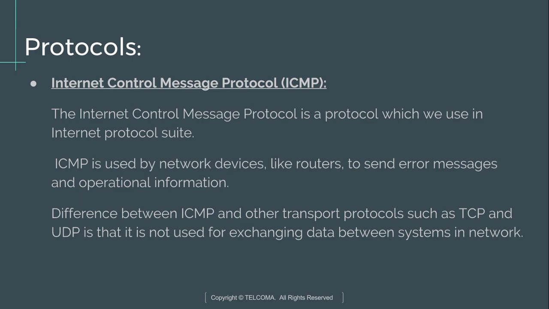Next protocol is ICMP, Internet Control Message Protocol, which is used in the Internet Protocol suite. ICMP is used by network devices like routers to send error messages and operational information. But the difference between ICMP and other transmission protocols such as TCP and UDP is that it is not used for exchanging data between systems in the network. It is only used to exchange error messages or optional information between routers or switches.